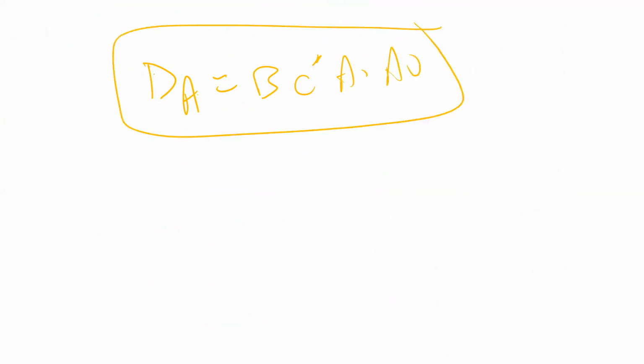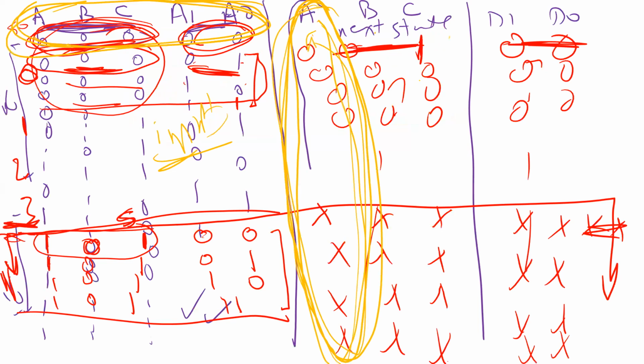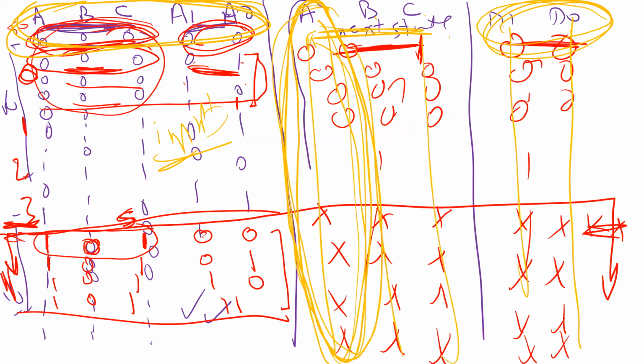That means this should be the input of flip-flop A. It has to be B C prime E1 E0, for example. You need to do the same thing for B and C and G1 and G2. These two are called output equations, and these 3 here are called state equations. So you need to get a state equation here, here, and here.